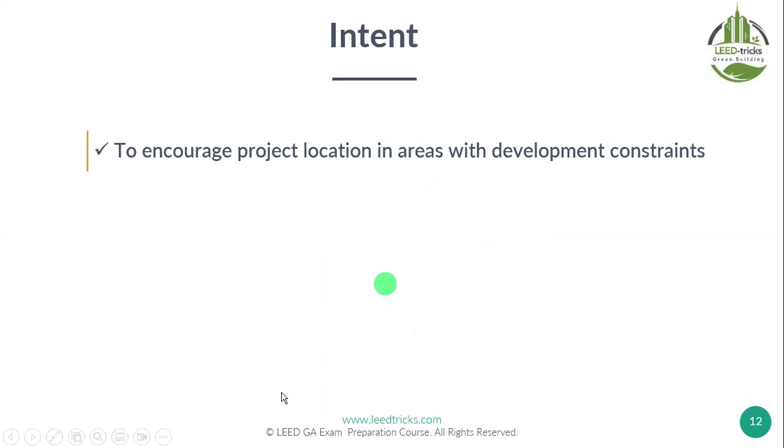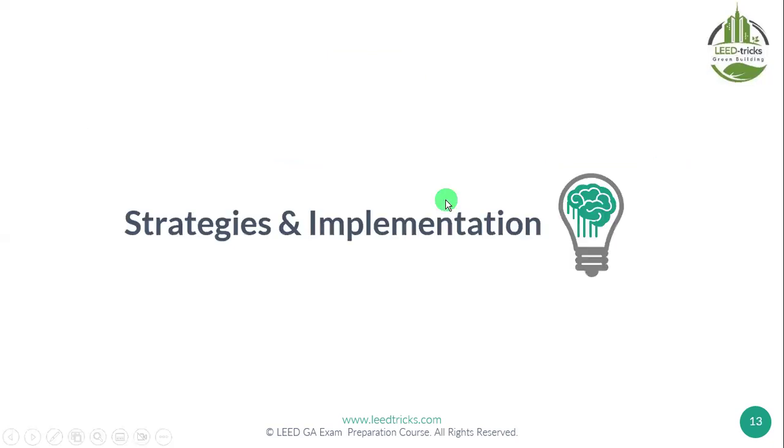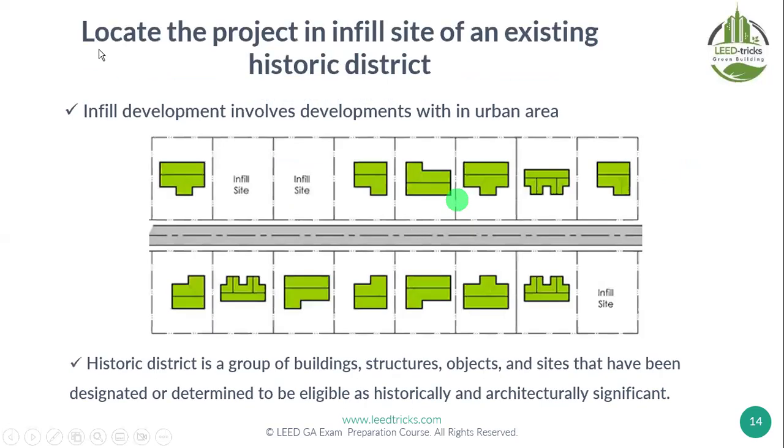First, the intent. Every credit will start with the intent. The intent here is to encourage project location in areas with development constraints. So why development constraints? We will explain this during the chapter through the strategies. This kind of constraint is project to infill site of existing historic district.